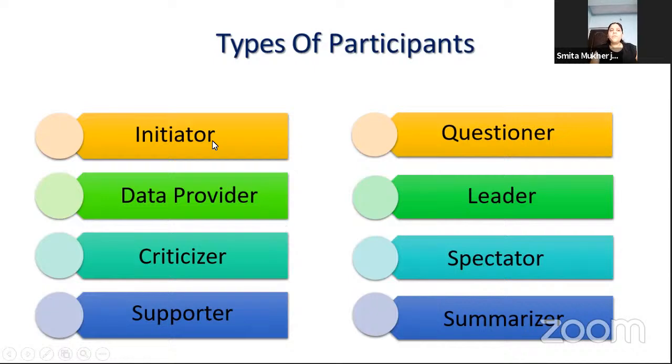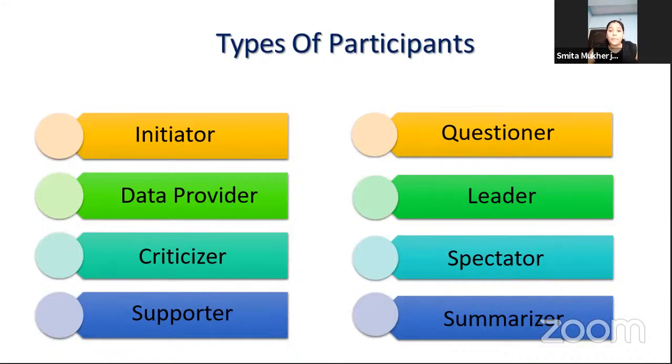So you will find that in a typical GD, there is somebody who would be an initiator. Somebody who would be an initiator means what? You will find that they would jump and grab the opportunity to start the GD. Some participants already have this in them, and they can start a conversation very nicely. Those are called initiators, those who can start the GD.